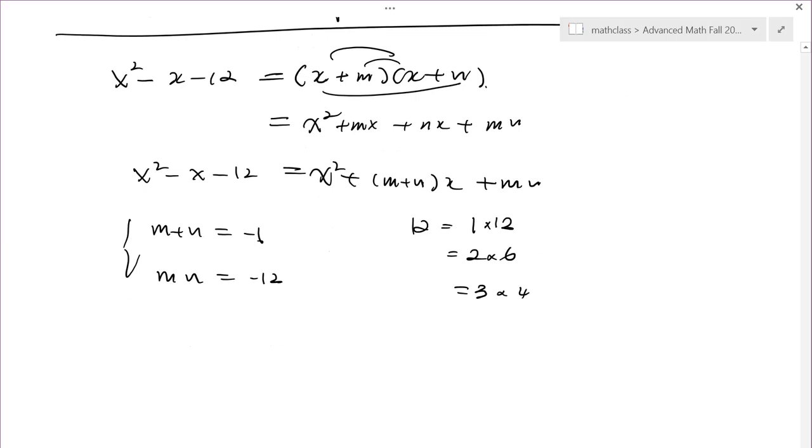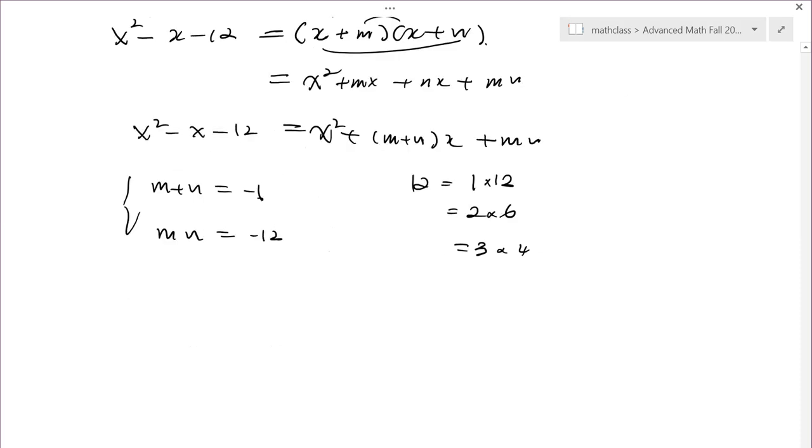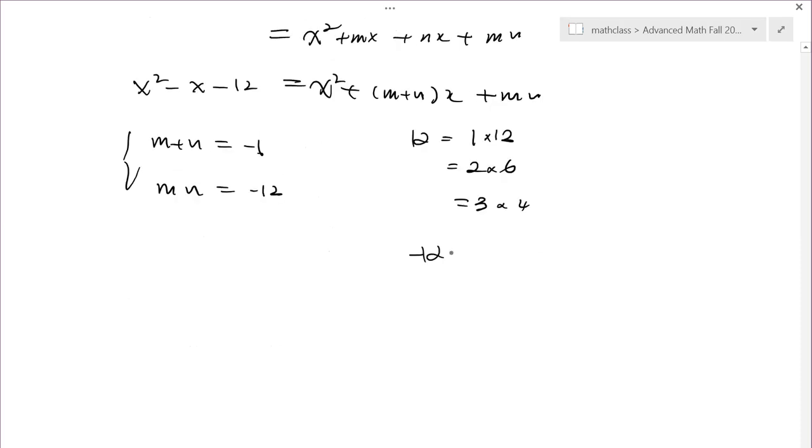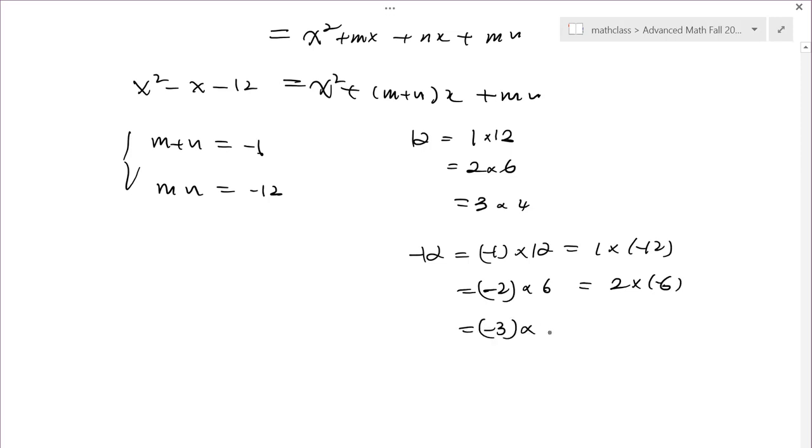All right, now for -12, you don't know which number you can put a negative sign on, right? So for -12, you have more choices. -12 equals -1 times 12, or 1 times -12. And -2 times 6, or 2 times -6, or -3 times 4, or 3 times -4. So we have a total of 2 times 6 choices.